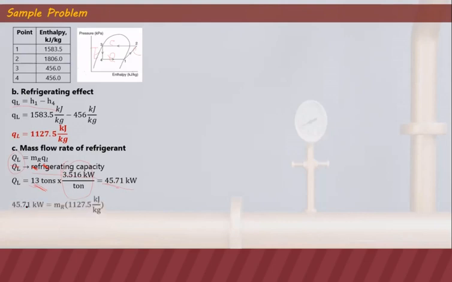By substitution, solving for the mass flow rate of the refrigerant, we get the mass flow rate as 0.045 kilogram per second. Therefore, the mass of the refrigerant that is flowing in this refrigeration system is 0.045 kilogram per second. That is how you get the mass flow rate, and you can also convert that to minutes by multiplying by 60. That is 2.43 kilograms per minute. So now we have answered the refrigerating effect and mass flow rate.